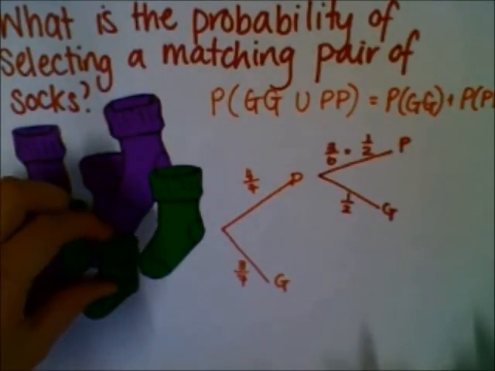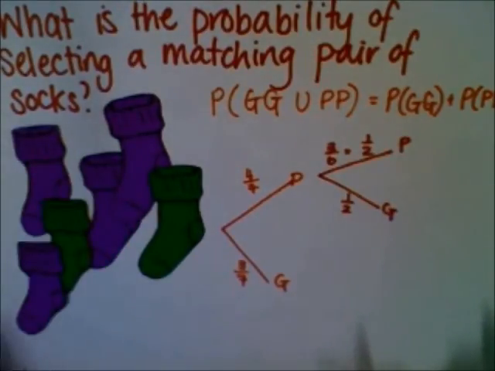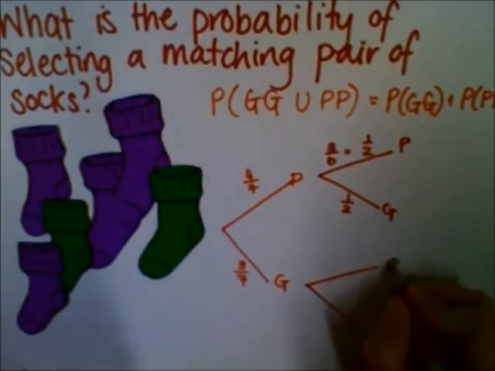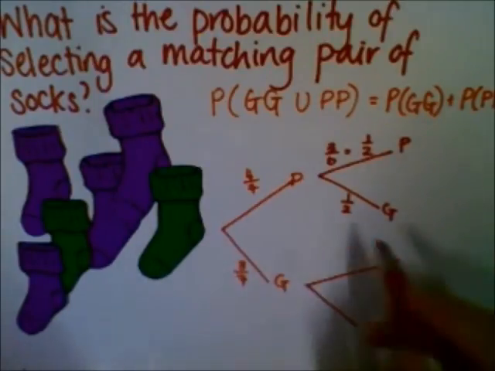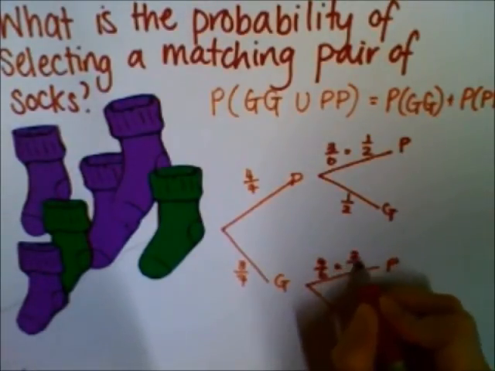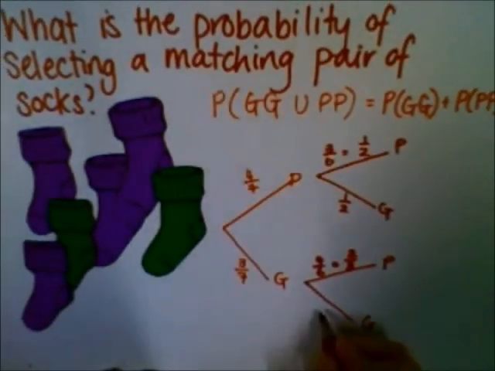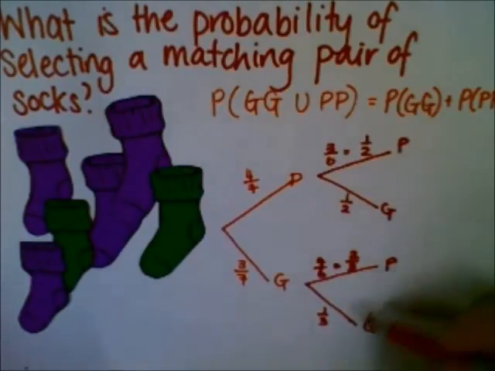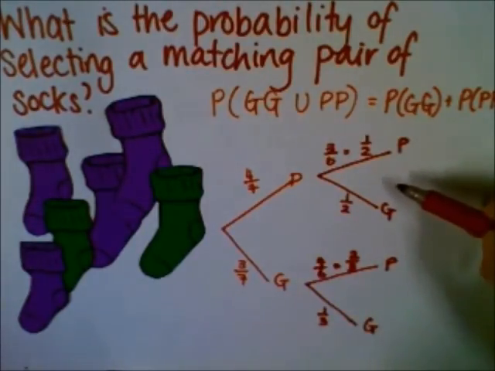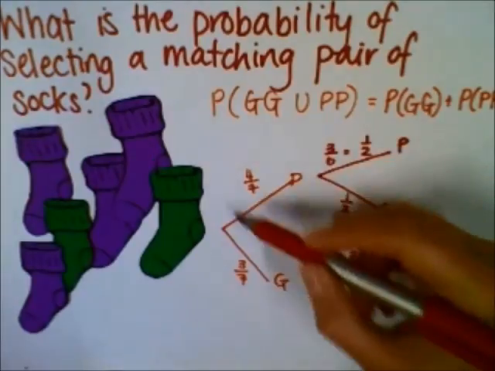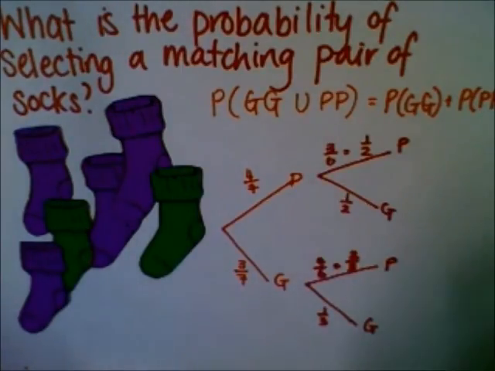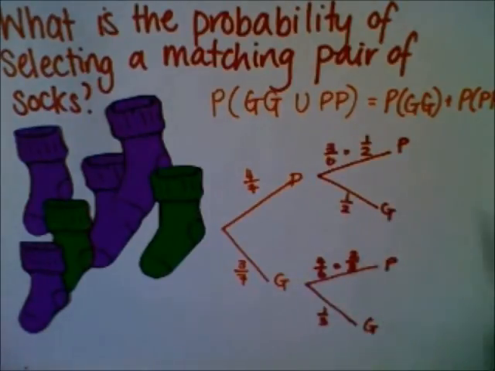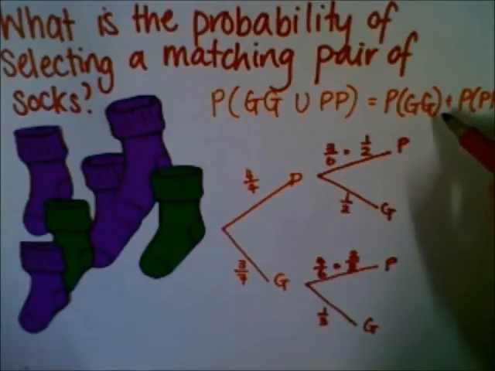If I chose a green sock first, this is what happens. So now I'm still left with 6 socks, but this time the probability of getting a purple is 4 out of 6, or 2/3. And the probability of getting a green then is 1/3, or 2/6. So do you see how for my second event, the probabilities have changed from the first event, and that is dependent on whether we choose a purple or a green sock first.